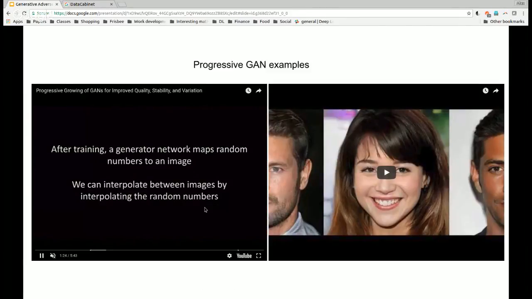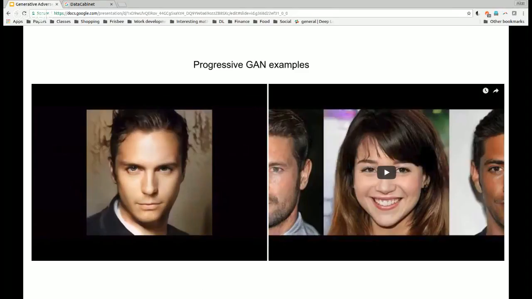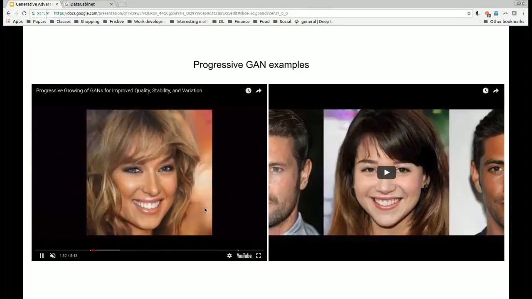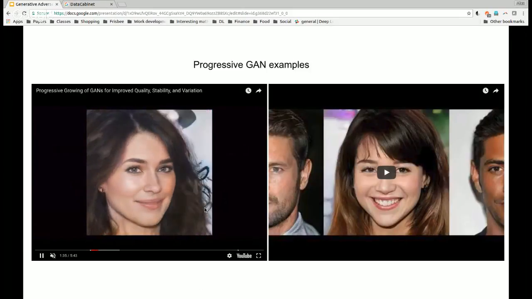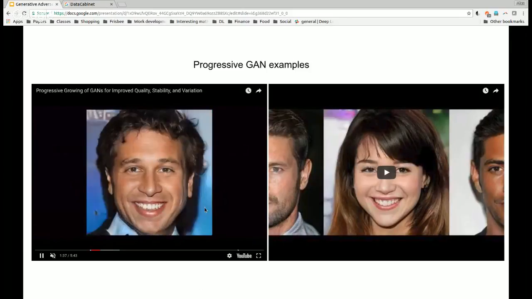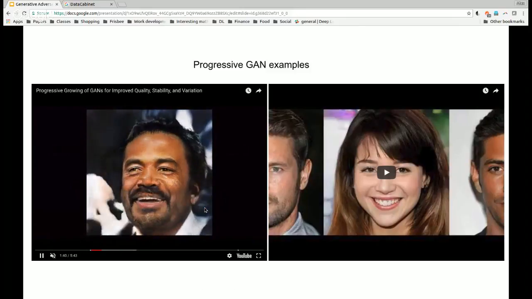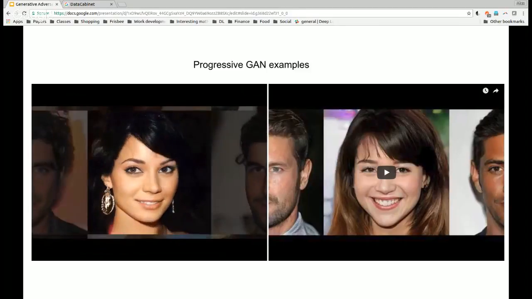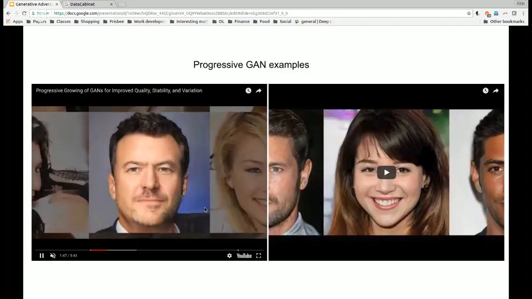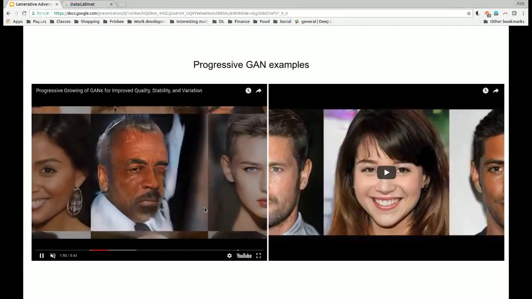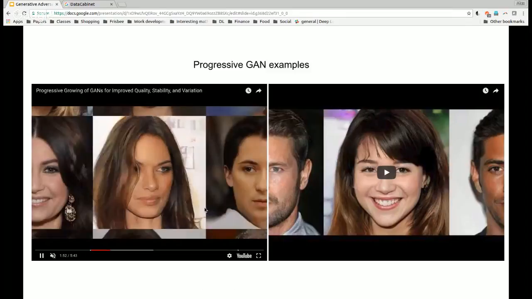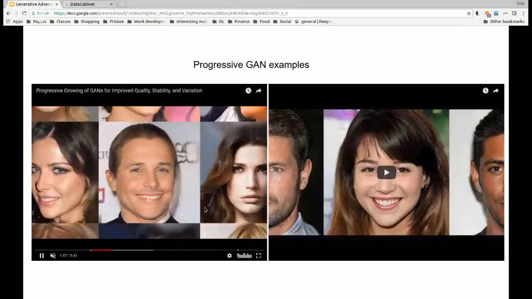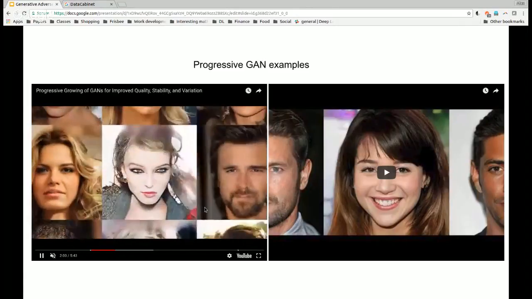So here, what it's doing is it was trained on a bunch of celebrity face images, and it's morphing from one celebrity image to another celebrity image, and all these images in between are created using GANs. By the nature of GANs, they're mapping this latent representation into the space of images. So it's able to create realistic bridges of images in between different types of images.